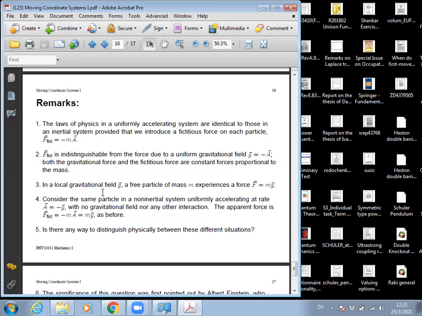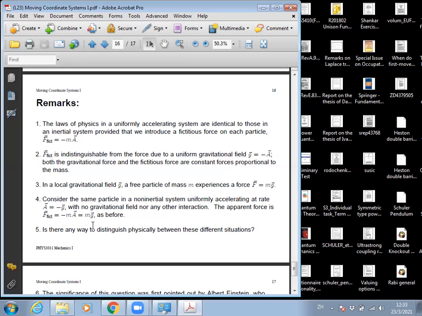So there's no difference whether you think of the system as a system in an inertial frame moving under the external, added external force called fictitious force, or you consider it as a system moving uniformly accelerating. All right.